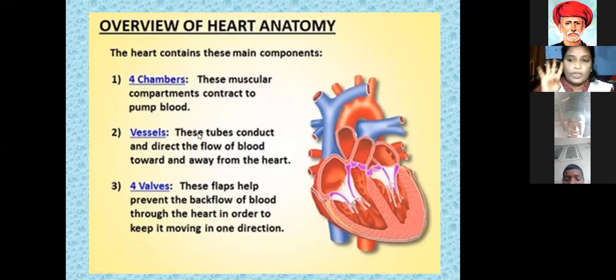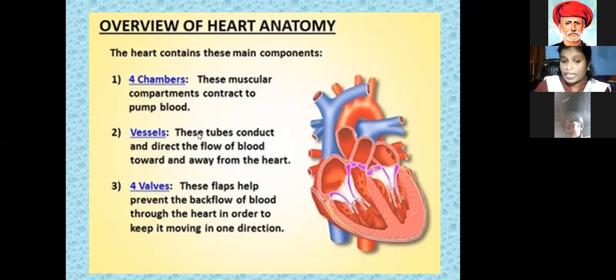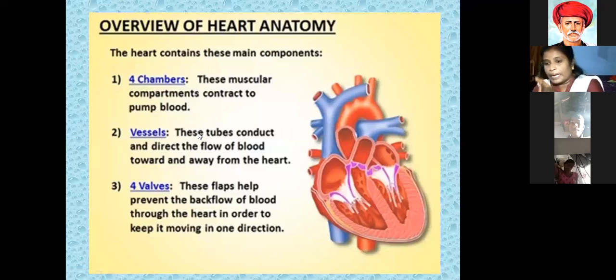The four valves, their functioning: these flaps help prevent the backflow of blood through the heart in order to keep it moving in one direction. The valves also help the blood flow in one direction only, not in deviations. Only in one direction does it flow, from the heart to all parts of the body, and from all parts of the body to the heart. The four valves help with that.